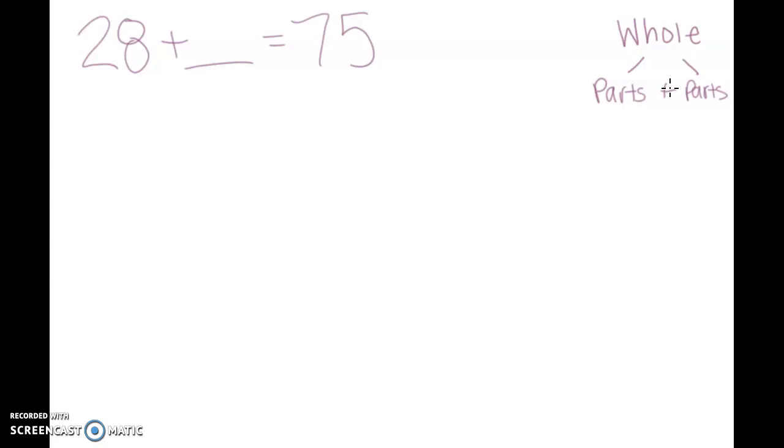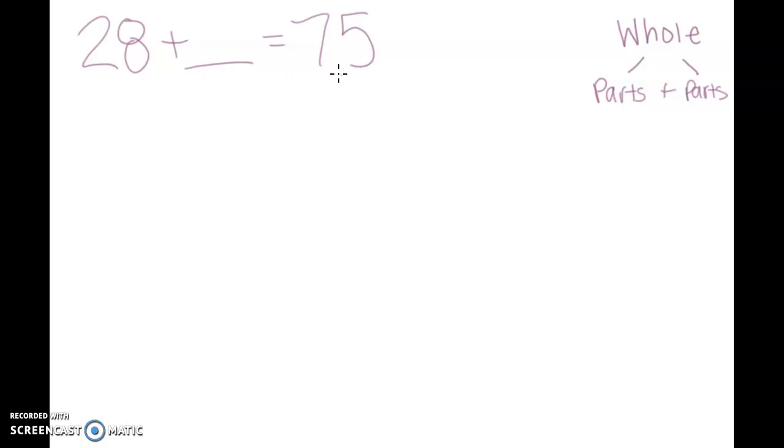So remember that if I wanted to figure out this part, whole minus a part gives me my part. If I wanted to figure out this part, whole minus a part gives me my part. If I want to figure out the whole, I would do a part plus a part. Okay, so that was a real quick review. So let's go ahead and set up our math mountain from this equation.